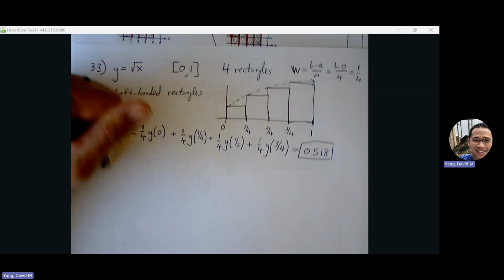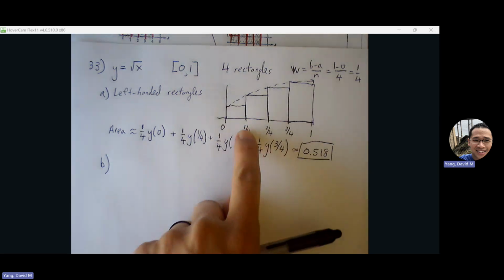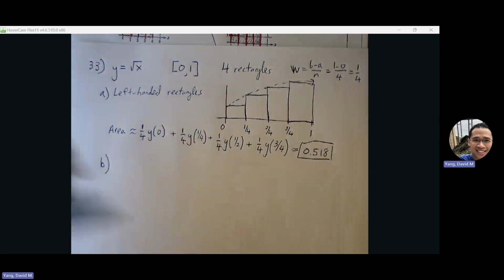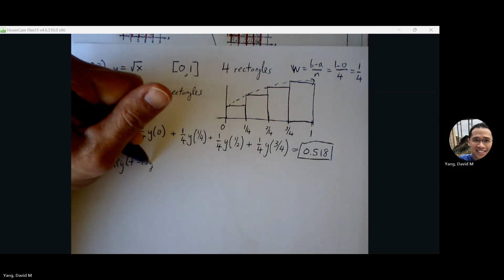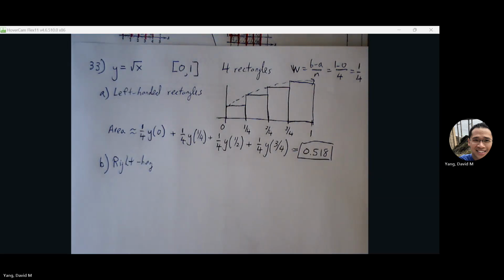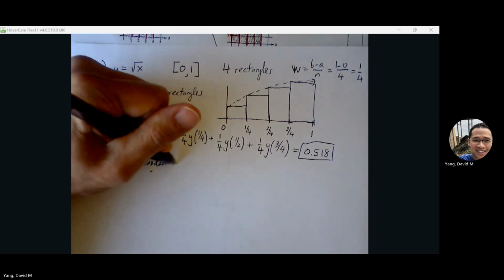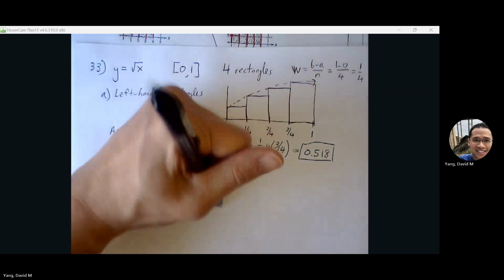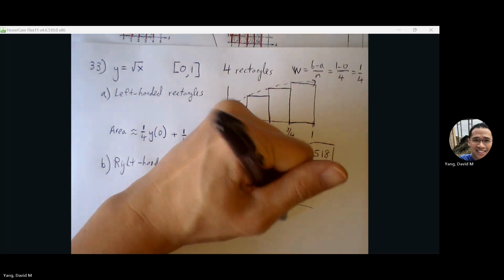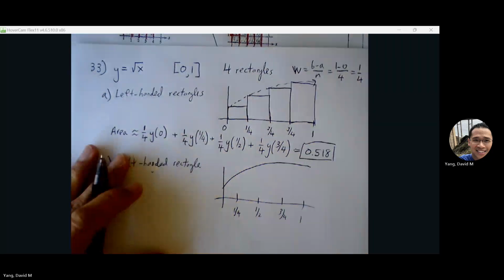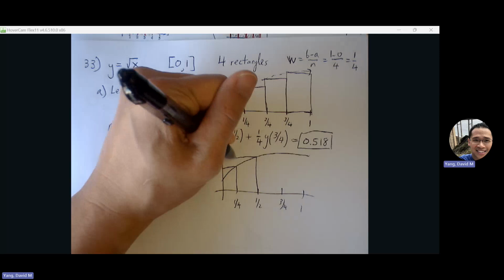Okay, part B, let's see if we can do a right-handed rectangle. We may not even have to redraw everything. We can use a lot of the data. But then instead of starting at 0, we're going to start at 1/4. If it helps, I can redraw it for you. So now I'm just purposely choosing the right endpoint to represent the heights.